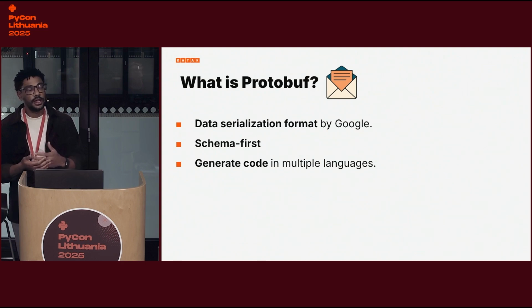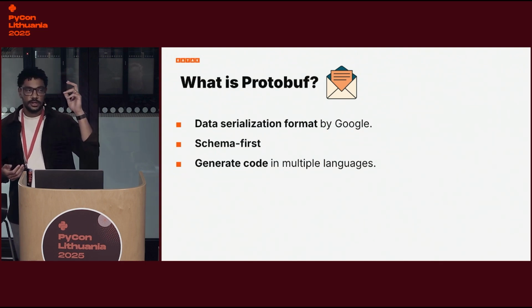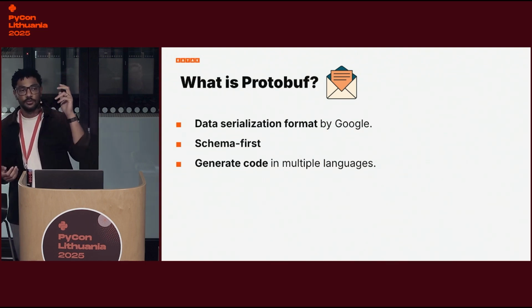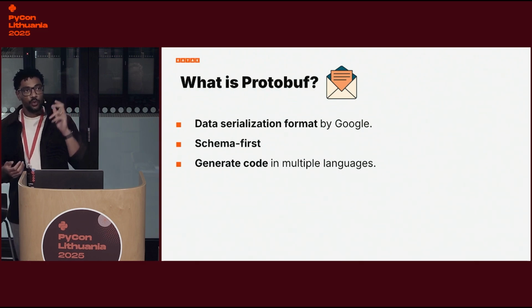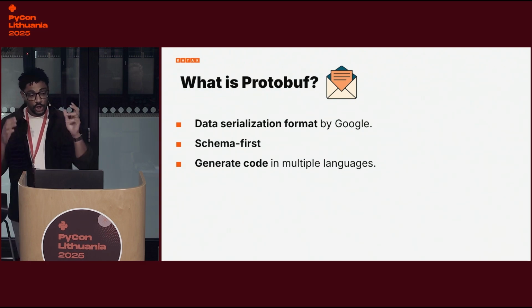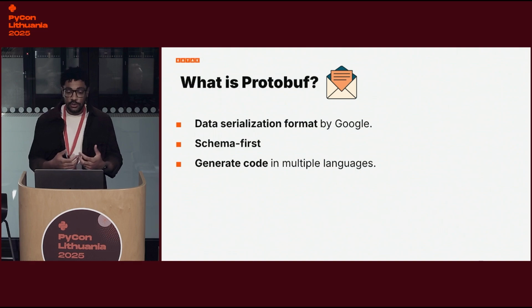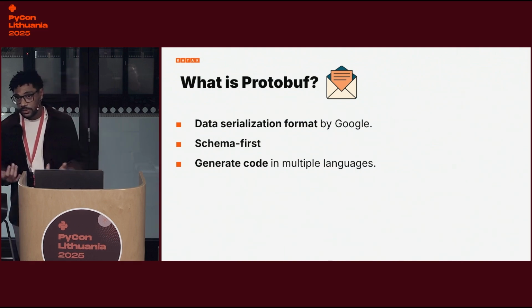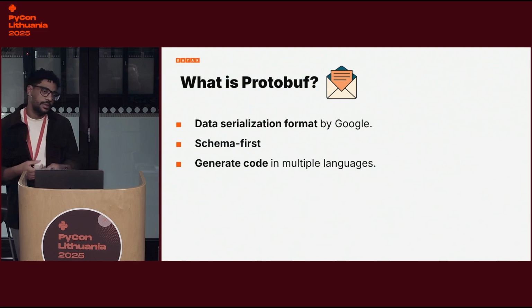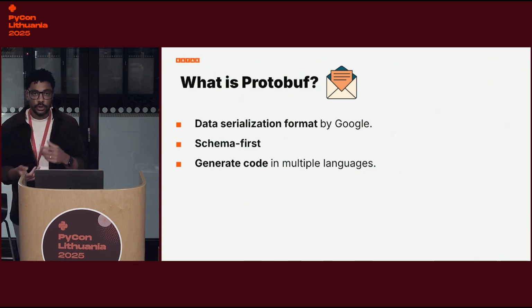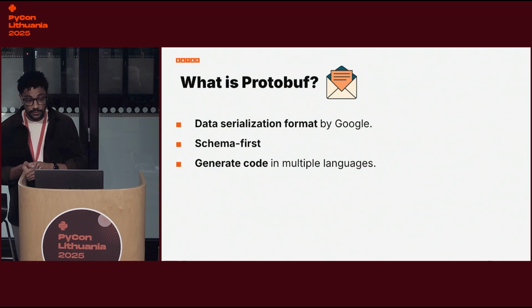You need to say, I have this message, and this message has these fields, and these fields are of these types. And if you want to use this schema, you need to follow the schema you defined first. Once you define this schema, then you can generate the code in multiple languages. The compiler can generate code for Python, C, C++, C#, Java, you name it. A lot of languages are supported natively by Protobuf.